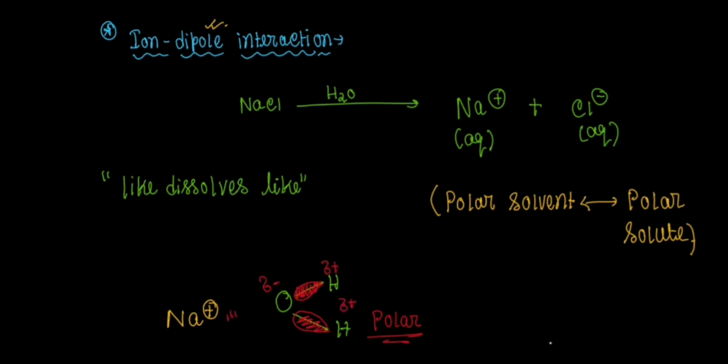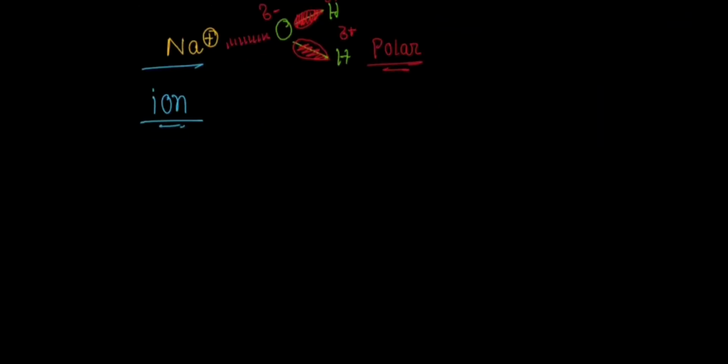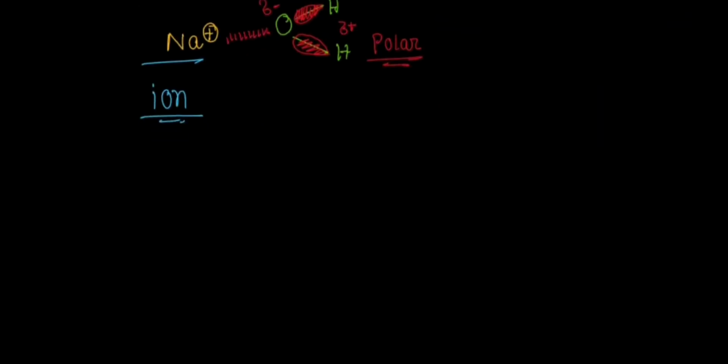Now this delta negative end and this ion: what is this actually? This is a dipole, right? And this is an ion. So that's why we call it an ion-dipole interaction. Okay, this is another type of intermolecular force. Now, moving on to the last type of intermolecular force, which is known as hydrogen bonding.